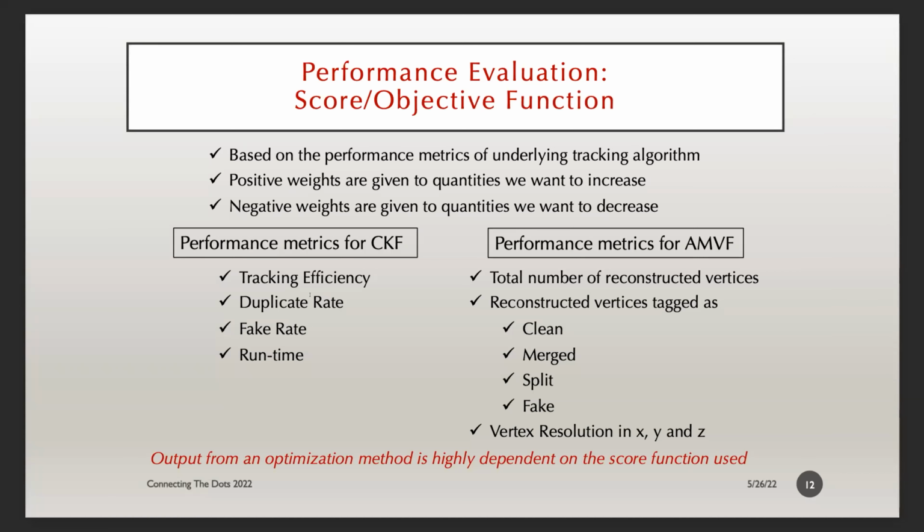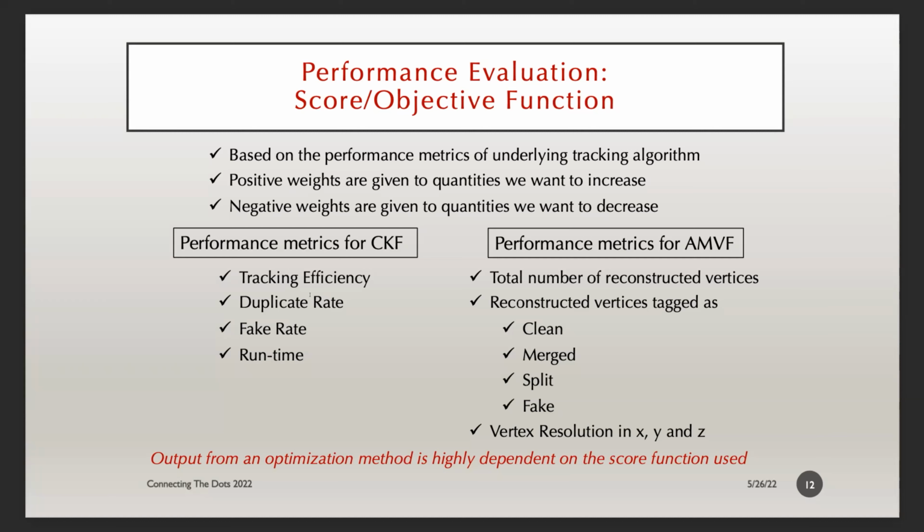And the split is the opposite, where we have one truth particle which is associated with 2 or more reconstructed vertices, and the fake are the ones where we do not have any associated truth particle to any of the reconstructed vertex. And then we have the vertex resolution, which is the difference in the vertex position between the truth and the reco in X, Y, and Z. So we have used these performance metrics for AMVF.